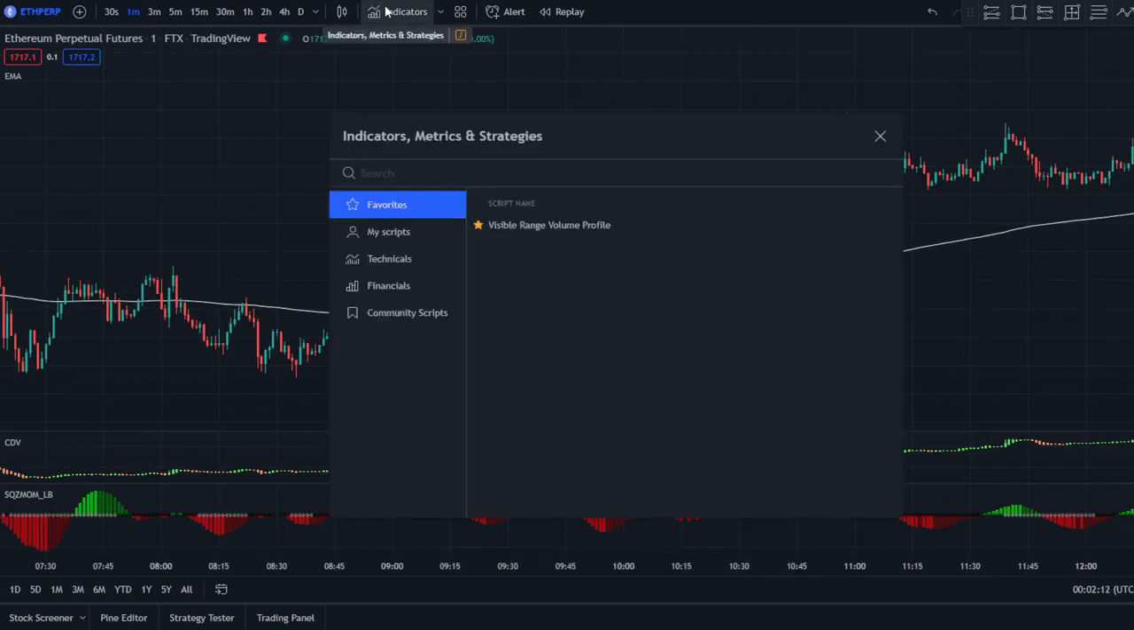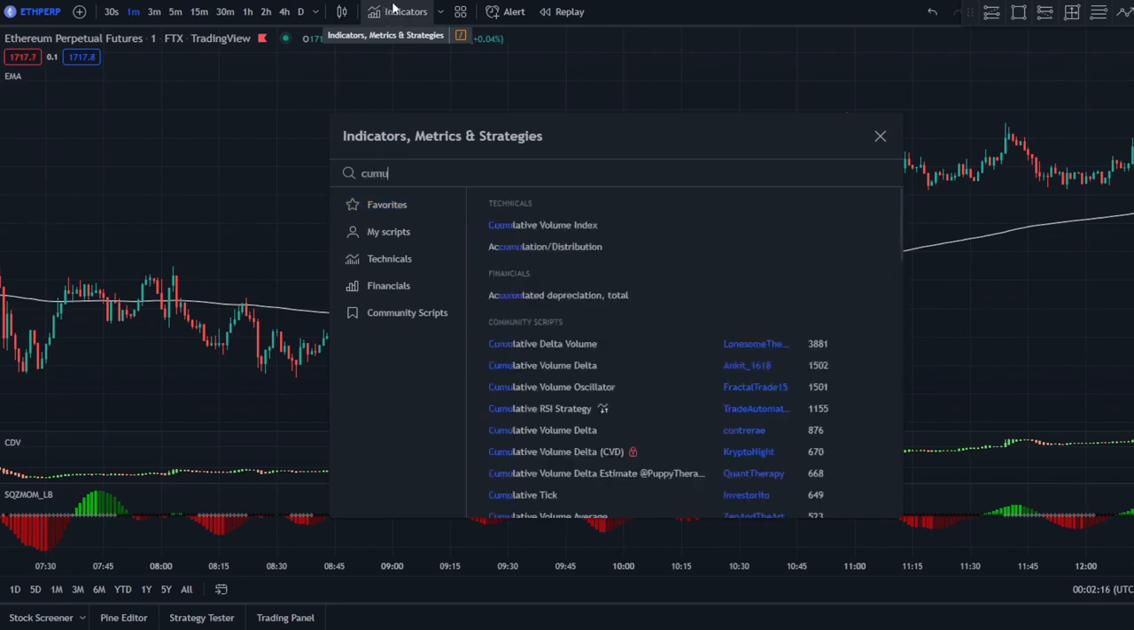And next up we'll be using cumulative delta volume. So search CDV, you pop this up. So you see this cumulative delta volume by Lonesome. This is the one that you want to be using.